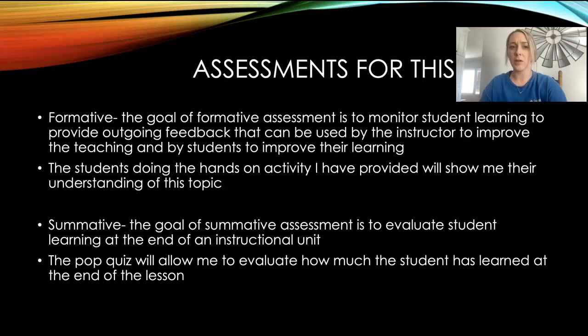So I'm really for hands-on activities. I'll probably use them a lot when I become a teacher. I'm a hands-on person. I like it so much better. And then the second assessment is the summative. The goal of summative assessment is to evaluate student learning at the end of an instructional unit. So that's where the pop quiz comes into play. This will allow me again to evaluate how much the student has learned and obtained at the end of the lesson, so I can see kind of where they're at with it.